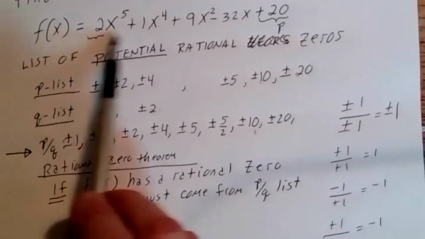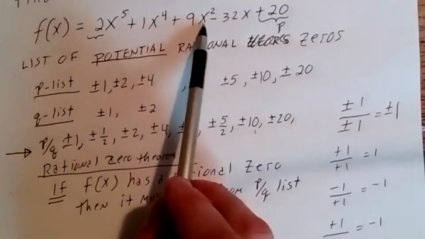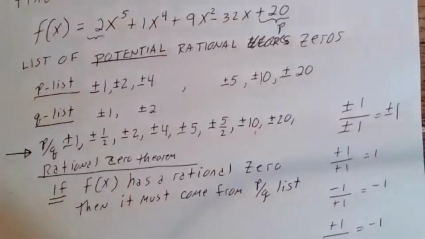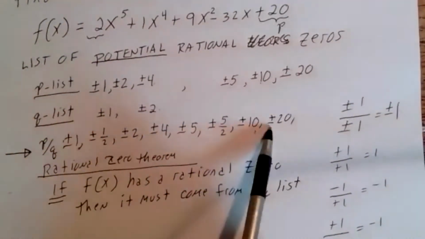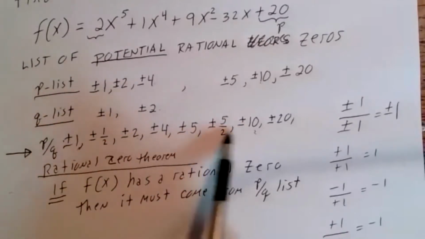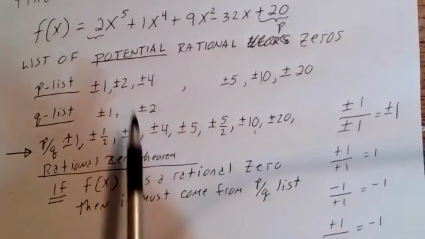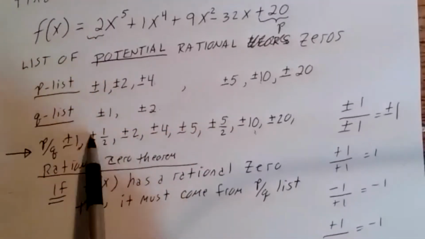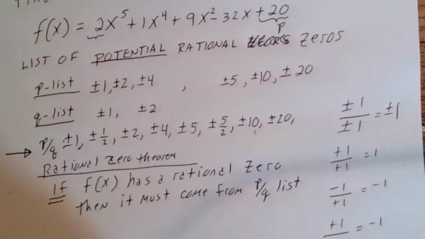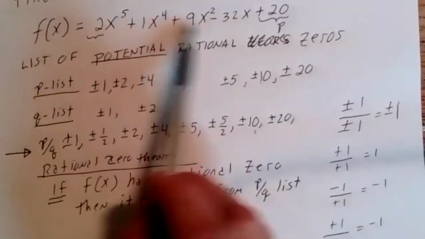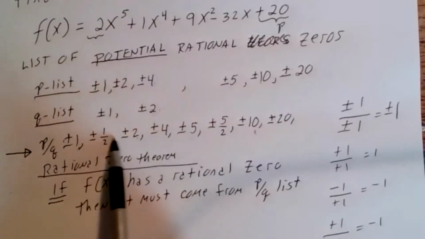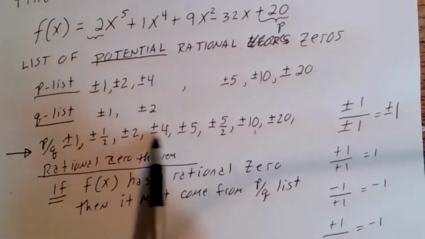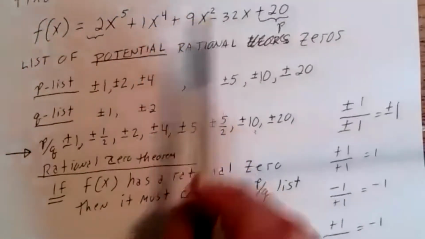So I have a question for you. Could 6 be a rational zero for this polynomial function? Could 6 be a rational zero? No. It cannot be, because 6 is not in my P over Q list. You see that? 6 cannot be a rational zero of this thing, because it's not in the list. Could 3 be a rational zero of this polynomial? No, 3 is not in this list. It's not a rational zero.